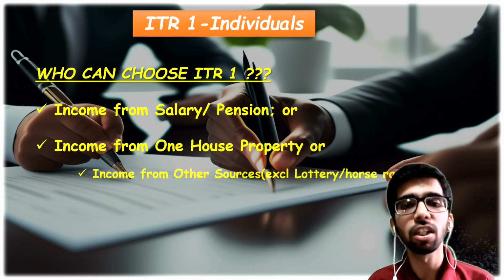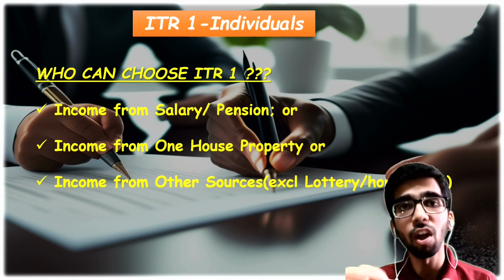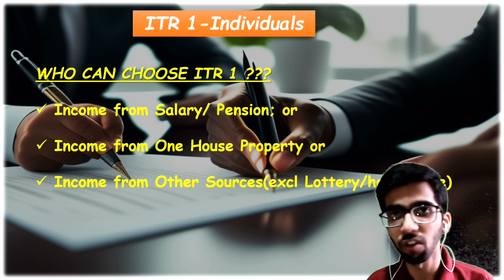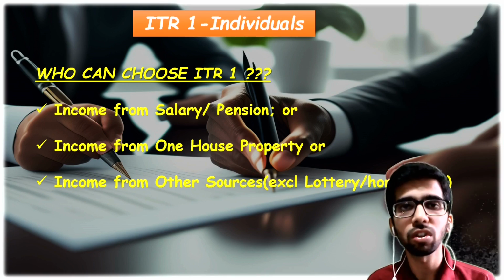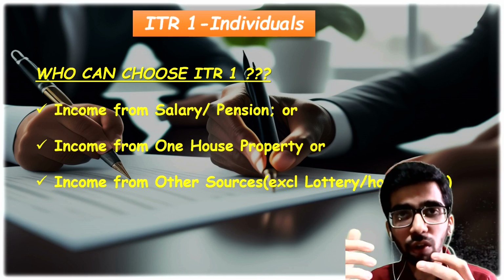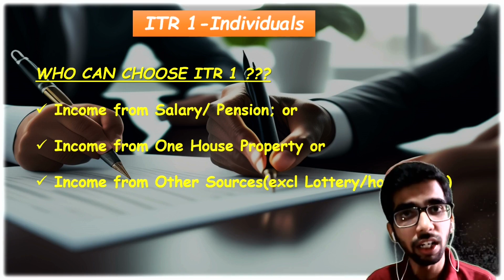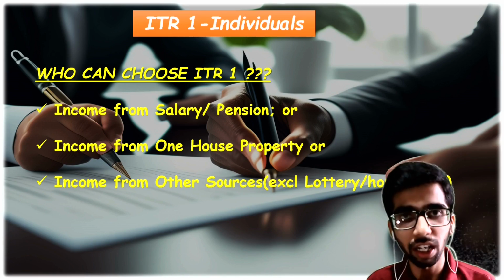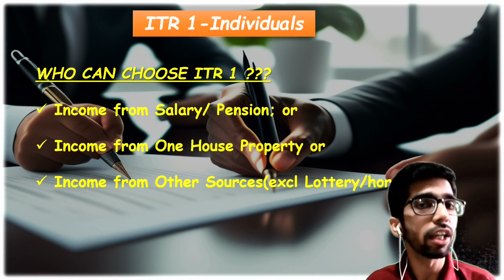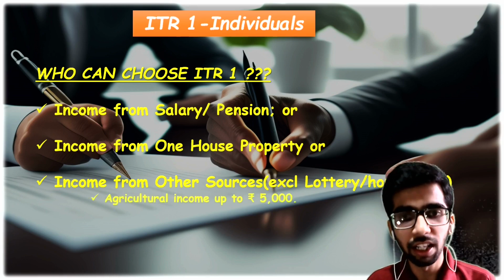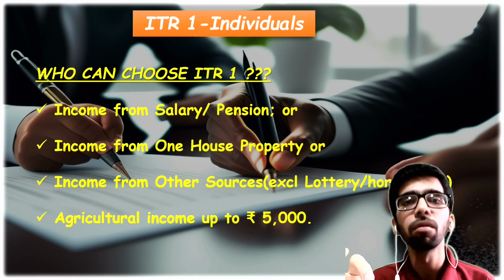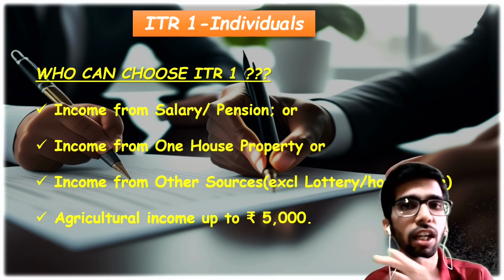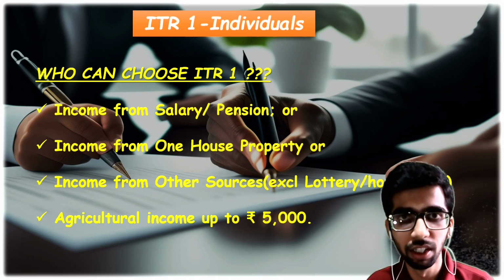Third, income from other sources, excluding lottery income and horse race income. Income from other sources in the sense that you are receiving bank interest, FD interest, SB interest or dividend income, then you can go ahead with ITR 1. The last one is, if your agriculture income is up to rupees 5,000, then you can use the ITR 1 form.